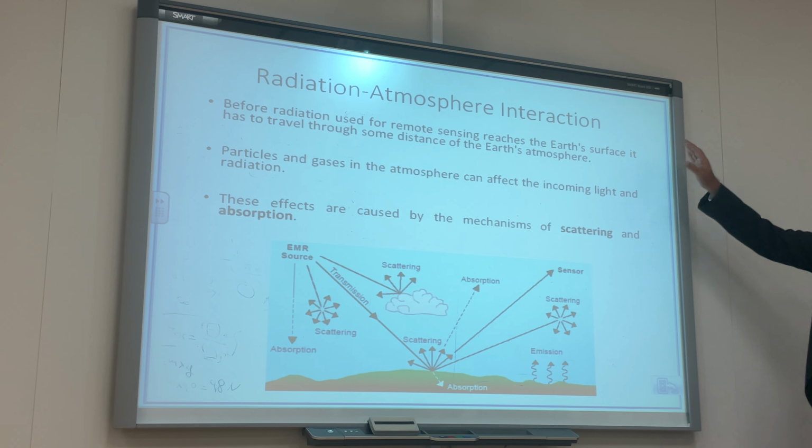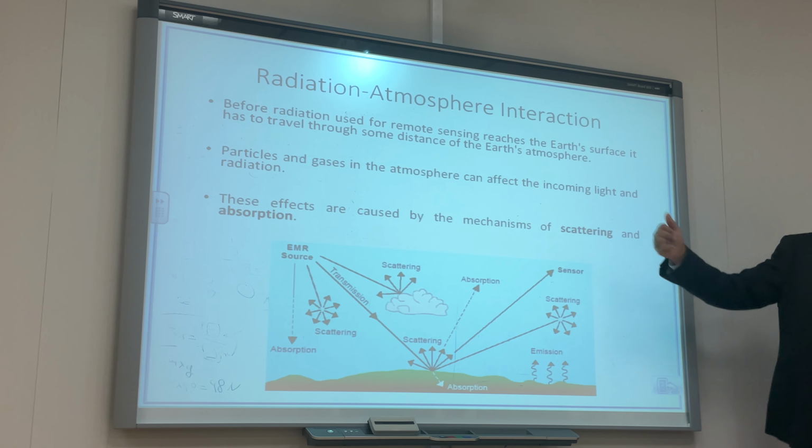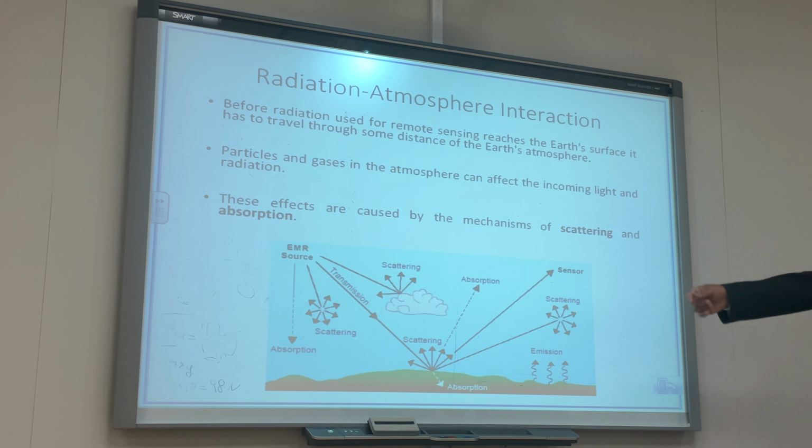Before radiation used for remote sensing reaches the Earth's surface, it has to travel through some distance of the Earth's atmosphere. Particles and gases in the atmosphere can affect the incoming light and radiation. They can absorb, reflect, or scatter the electromagnetic radiation. These effects are caused by the mechanisms of scattering and absorption. Basically, three things can happen when the electromagnetic radiation passes through the Earth's atmosphere.